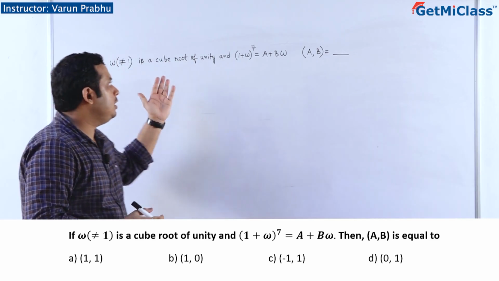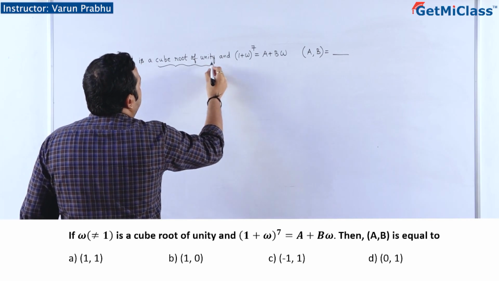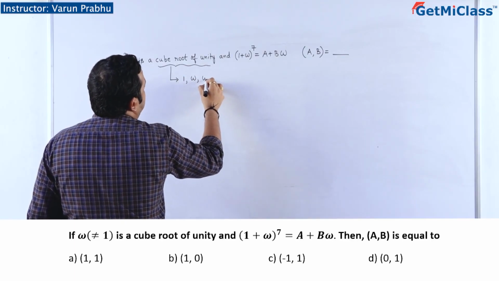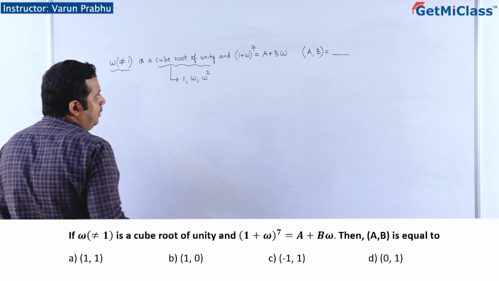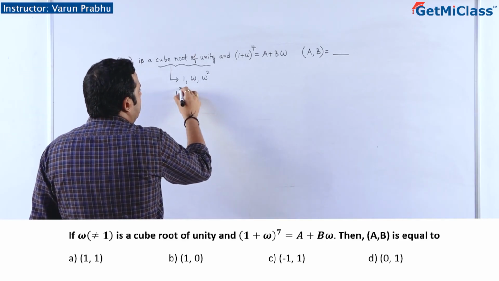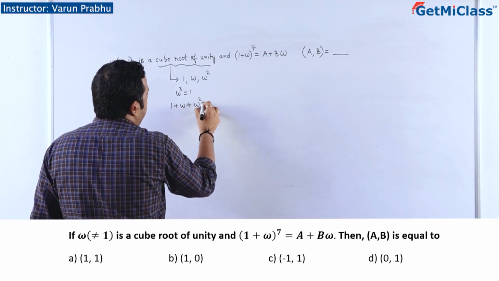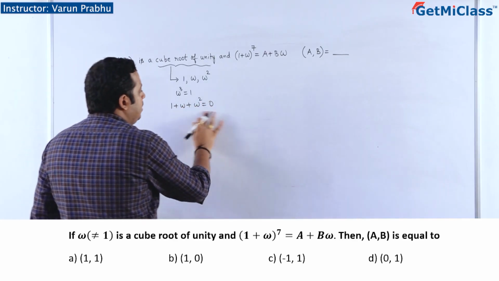Yes students, if you look at this problem now, omega not equal to 1 is a cube root of unity. What are the cube roots of unity? 1, omega and omega square, which means the omega they are talking of is not equal to 1. And we know that omega cube is equal to 1, and we know 1 plus omega plus omega square is equal to 0. All this we have discussed in the synopsis also of complex numbers.